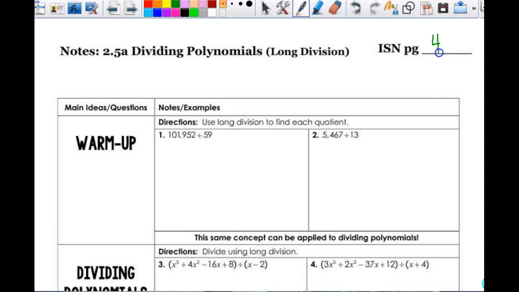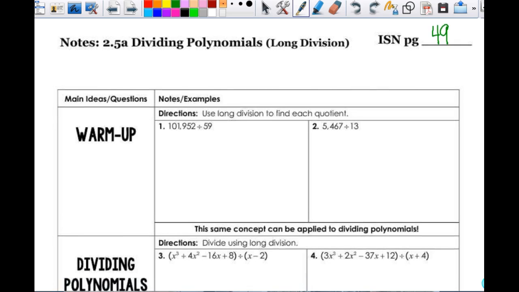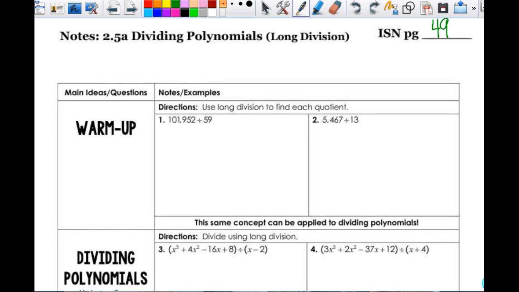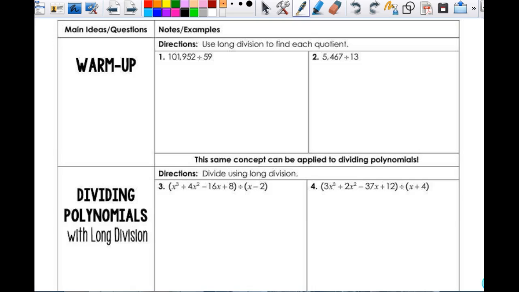All right, this is going on page 49. And we are going to start with this little warm-up, and we're actually going to divide using long division like we learned in elementary school, okay? And there's a reason we're starting this way. So, and we'll work through this together.